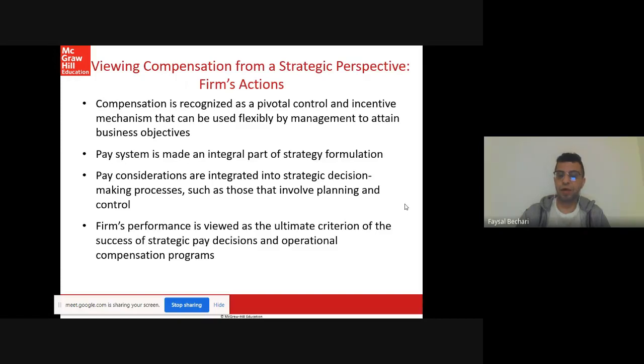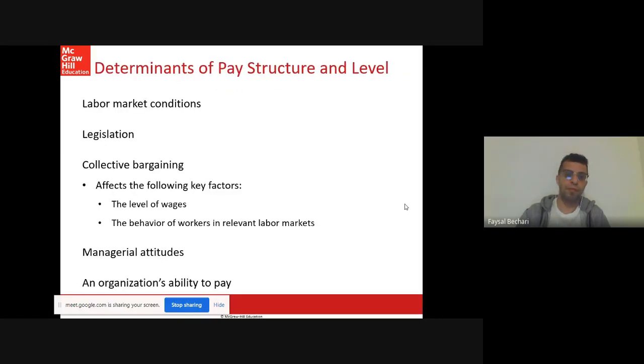The firm's performance is viewed as the ultimate criterion of the success of a strategic pay decision and operating compensation program. Now, to determine a pay structure, how are we going to pay these people? I have employees, I want to pay them, how will I pay them, and at what level. These are issues that we need to take into consideration before we determine what we pay.